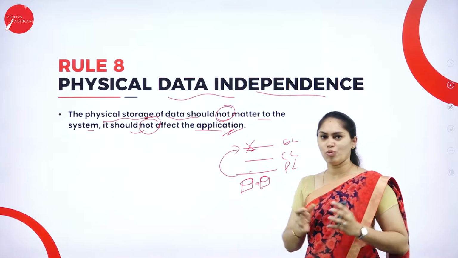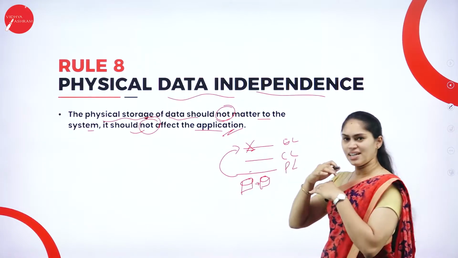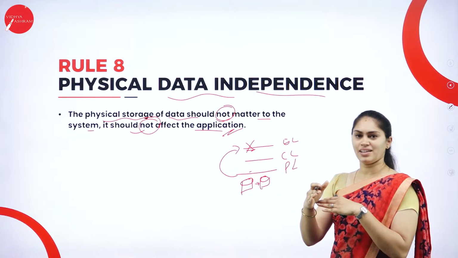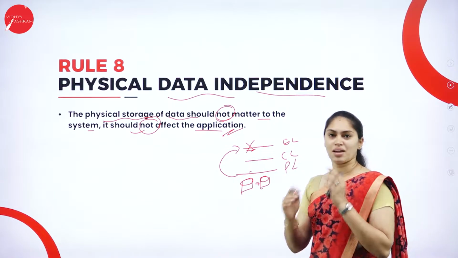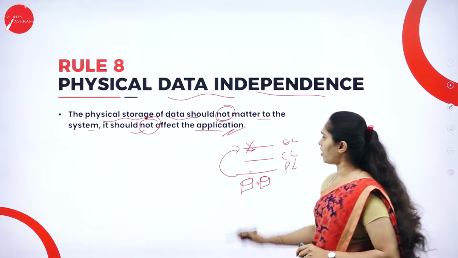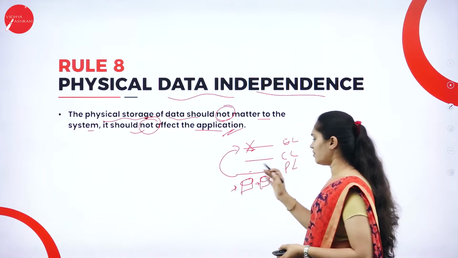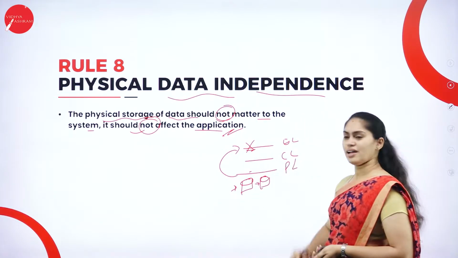If you are doing some renovation in the ground floor, that should not affect the second floor. So whatever content we have in the second floor, that has to be there. That has to retain the same consistency. That is regarding physical data independence. It should not matter to the system. Whatever changes we are making in the physical level, that should not affect the external level.